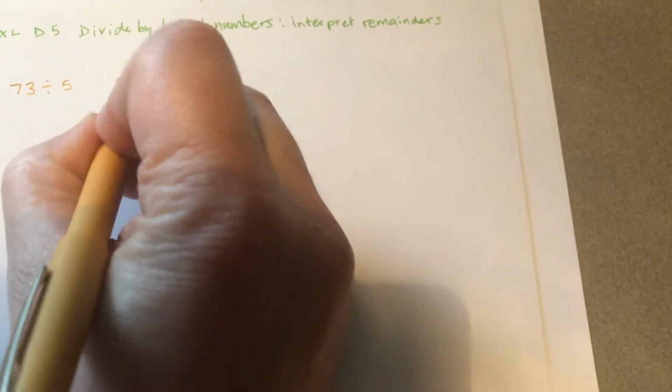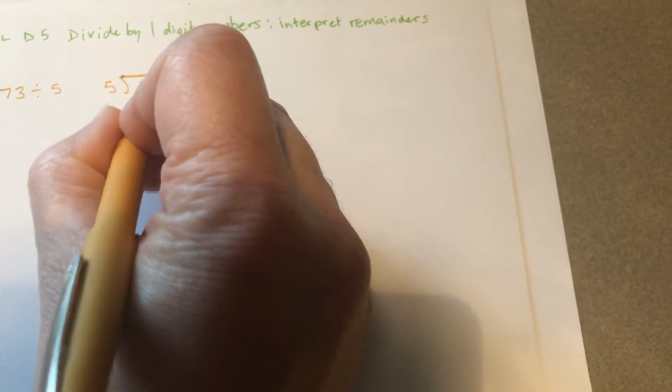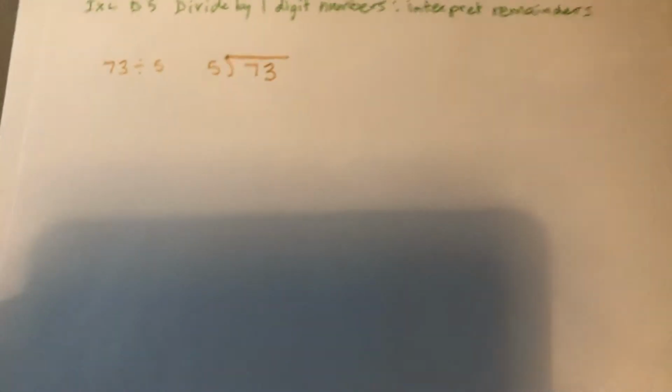Okay, so 5 goes into 73 how many times? Now, you might know this mental math. That's cool.